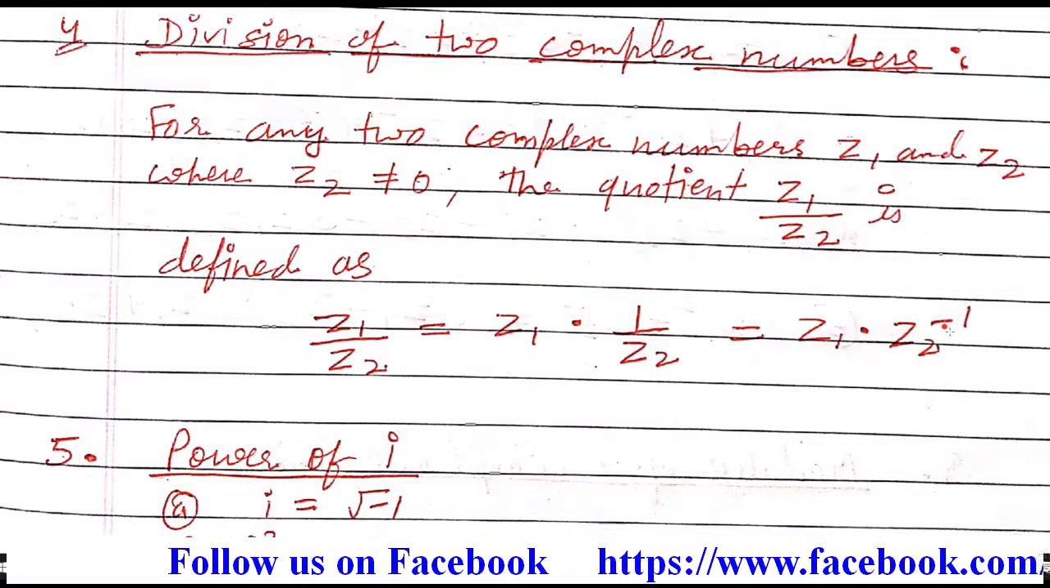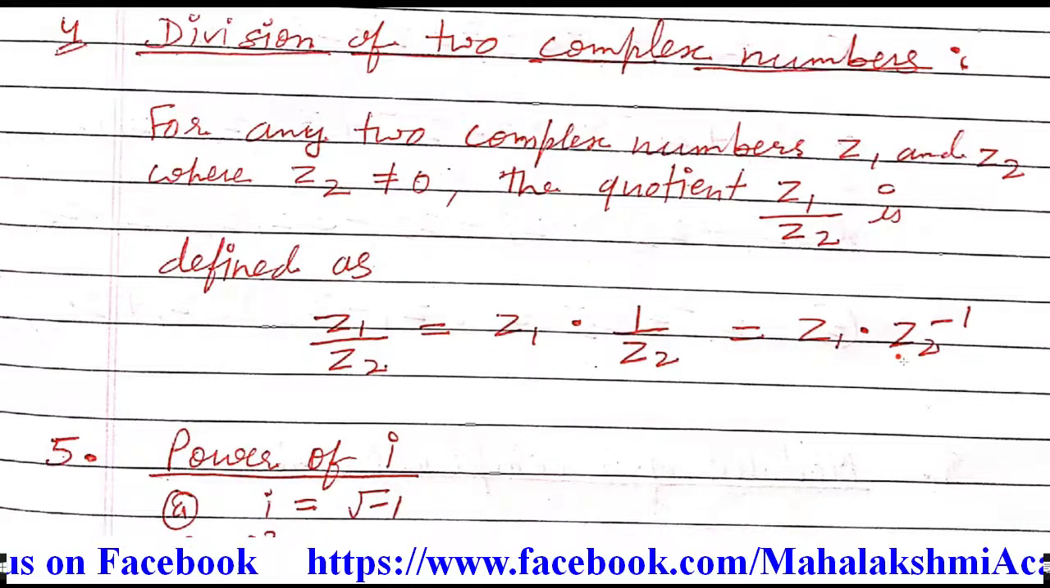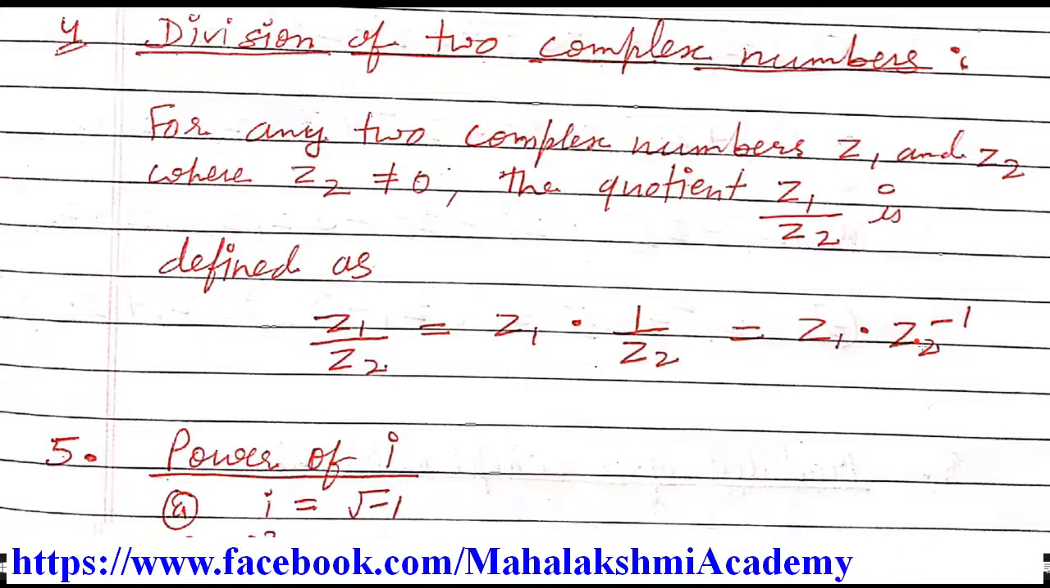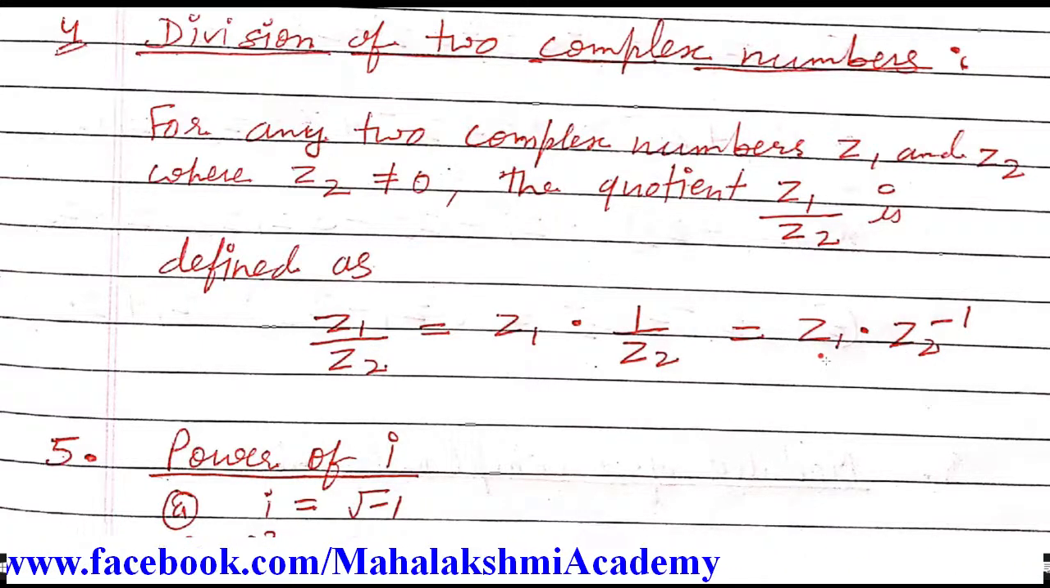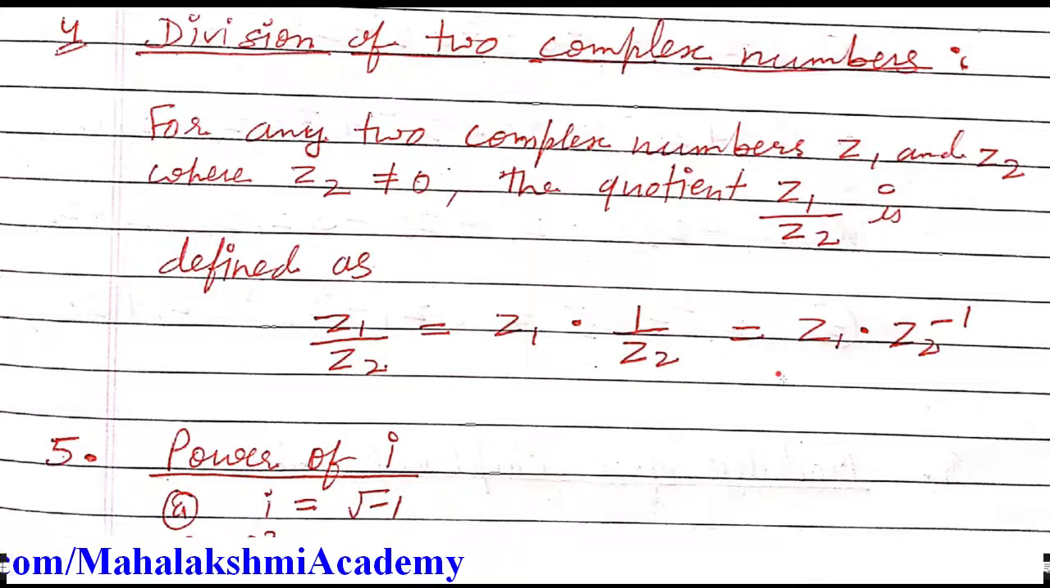So the conclusion is, first you have to find the multiplicative inverse of Z2, and whatever answer you get, you just replace it here and then multiply Z1 and Z2 inverse. For division we don't have any other option. Simply, the division you have to convert into multiplication. Now how to convert into multiplication? Whatever the divisor is, just write that divisor in the form of multiplicative inverse.